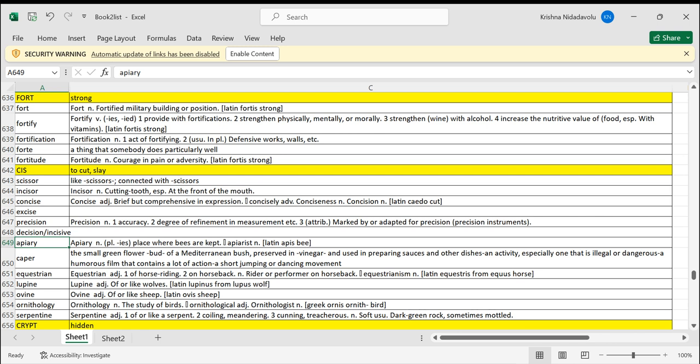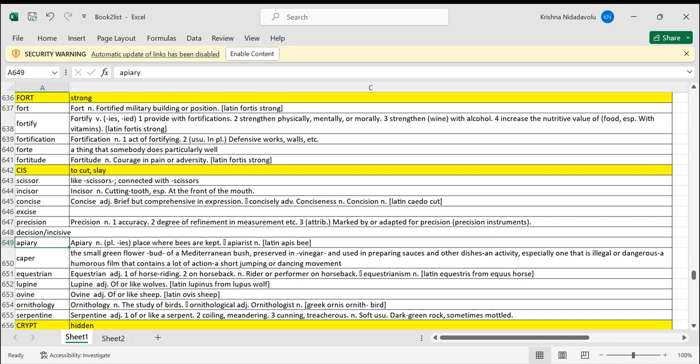Apis in Latin means bees. Orchards are excellent sites for apiaries because bees also keep the apple plants or apple trees productive by pollinating them. Okay, an apiary will have a lot of beehives. That is apiary.